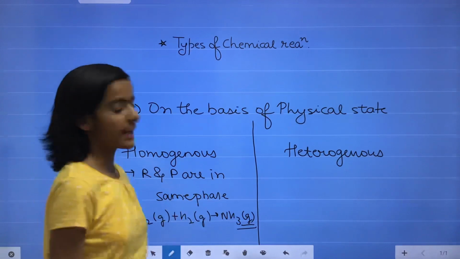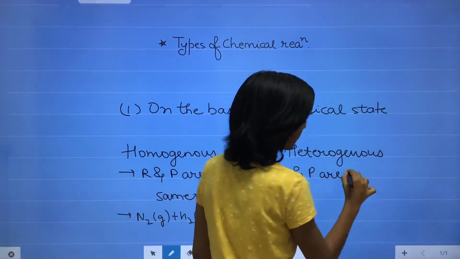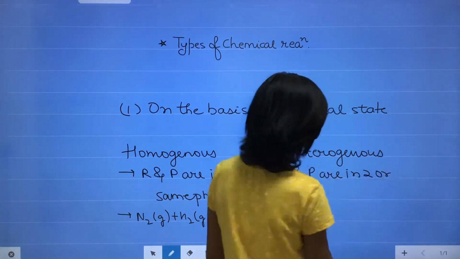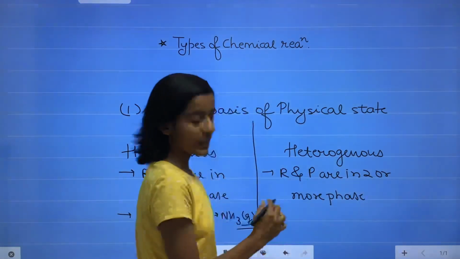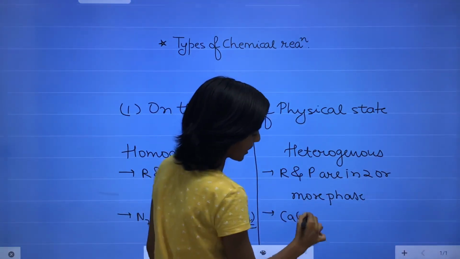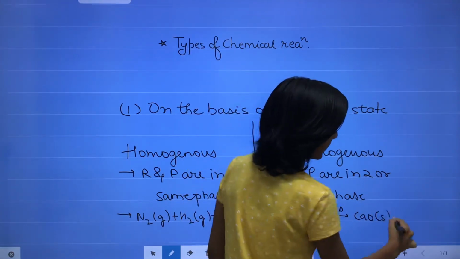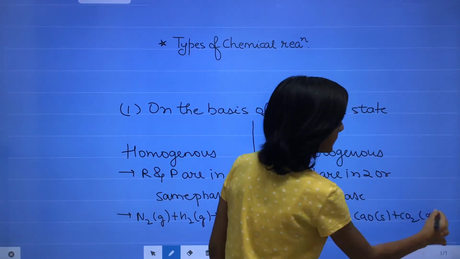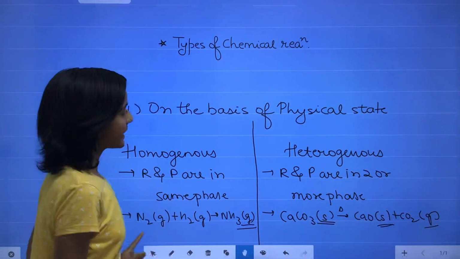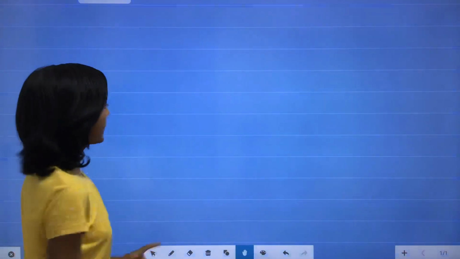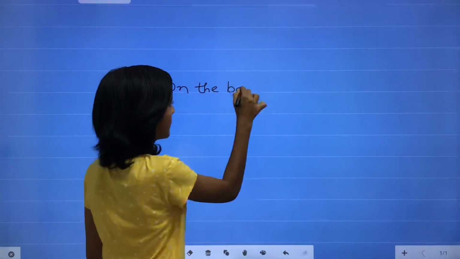And in heterogeneous reaction, the reactants and products are in two or more phases. Example, when calcium carbonate is heated, it breaks into CaO and CO2. So here the reactants and products are in two or more phases. Then the second is on the basis of direction.